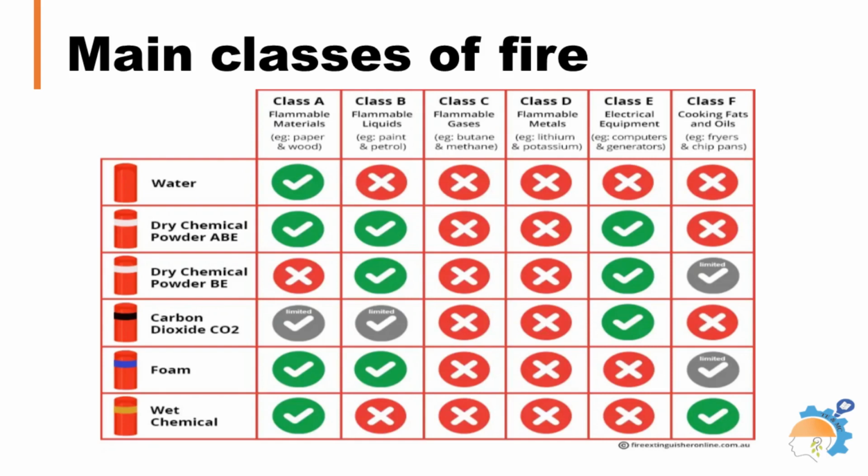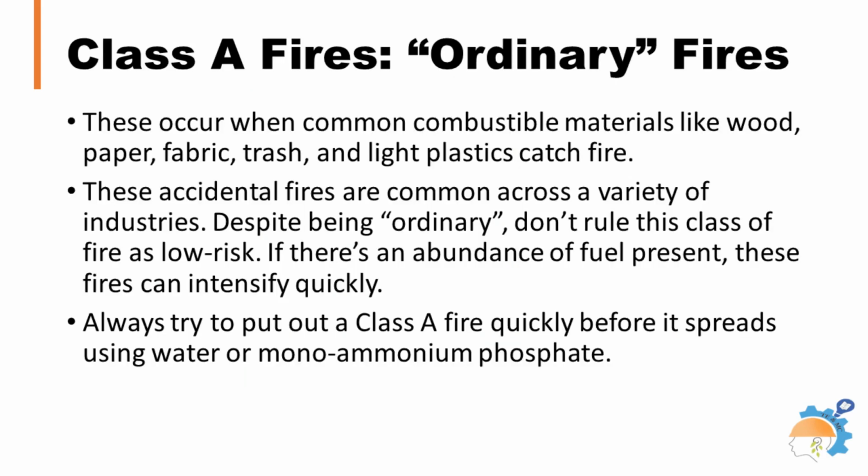Class E results from electrical failure of appliances, electronic equipment, computers, generators and wiring. Class F occurs mostly in kitchens fueled by cooking oils or greasy substances. Class A fires are the most common. It is always recommended to have adequate protection against ordinary fires in addition to other conditions related to specific types of fires. Despite being ordinary, do not rule this class of fire as low risk. If there is an abundance of fuel present, these fires can intensify quickly.